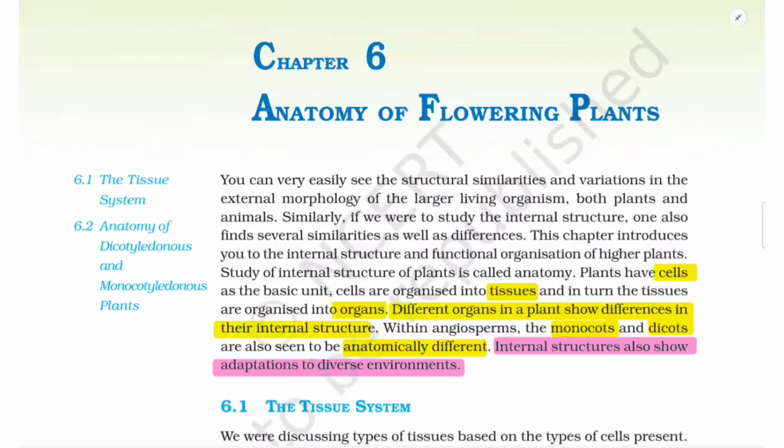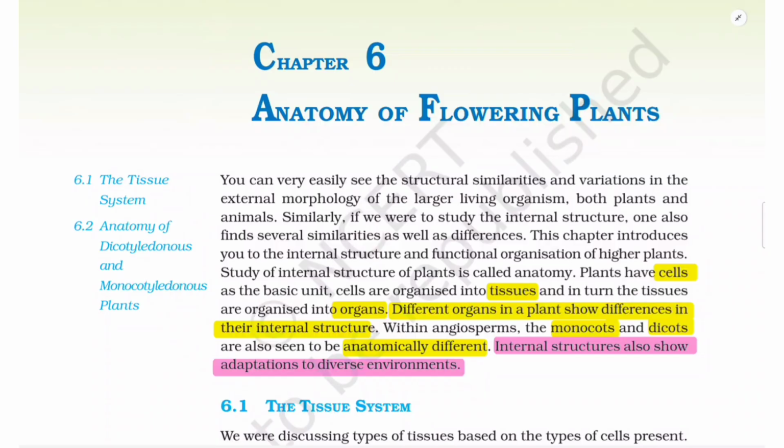Class 11, Chapter 6, Anatomy of Flowering Plants. You can very easily see the structural similarities and variations in the external morphology of the larger living organisms, both plants and animals. Similarly, if we were to study the internal structure, one also finds several similarities as well as differences. This chapter introduces you to the internal structure and functional organization of higher plants.